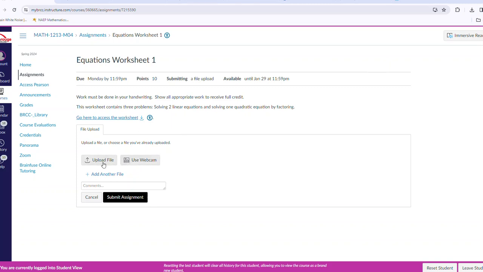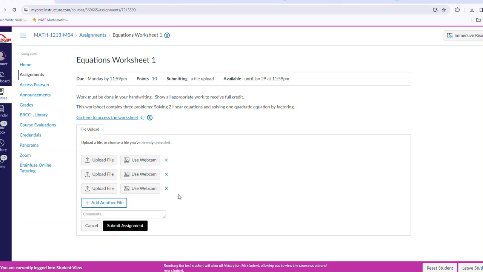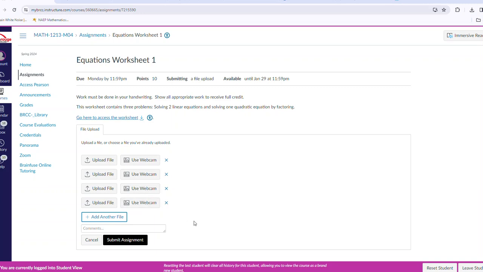The problem when you take a picture is you're going to have to take a picture of each page. If you have 5 pages, you're going to have to take a picture of all 5 pages, and then you have to upload it 5 times. So you have 5 of these things. That's a long time. So there are some scanners. If you go to your app store, there are some free scanners in which you can upload multiple pages at once, and you just have to do one document.